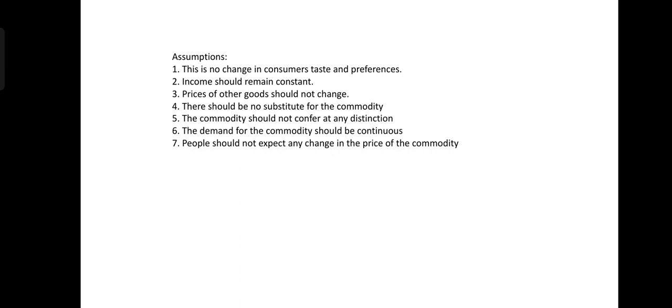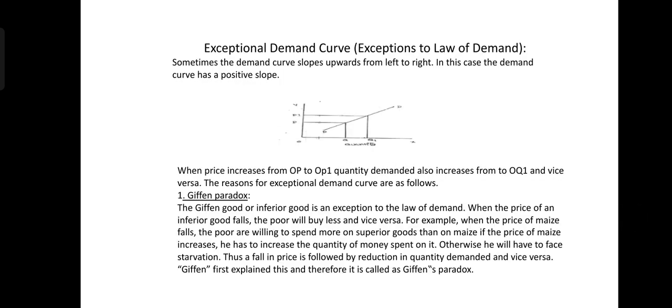Assumptions. There is no change in consumer tastes and preferences. Income should remain constant. Prices of other goods should not change. There should be no substitute for the commodity. The commodity should not confer any distinction. The demand for the commodity should be continuous. People should not expect any change in the price of the commodity.